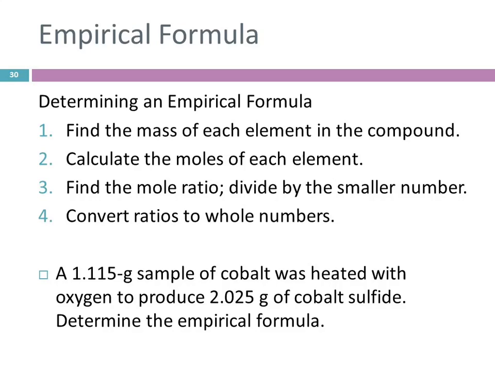So here are the steps. Your book doesn't actually list out steps, so I wrote some down for you. Determining an empirical formula. The first thing is we need to find the mass of each element in the compound. Sometimes it's given to you, sometimes you have to figure it out. Then we're going to calculate the moles of each element, because the formula relates numbers of particles, and a mole is a counting unit. So we need to find moles, and then we're going to find the mole ratio.